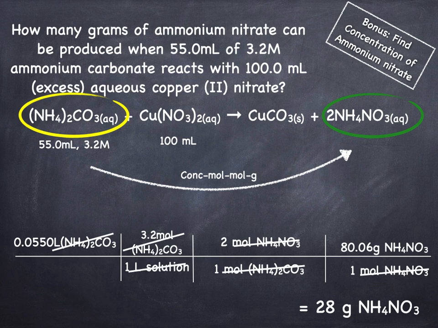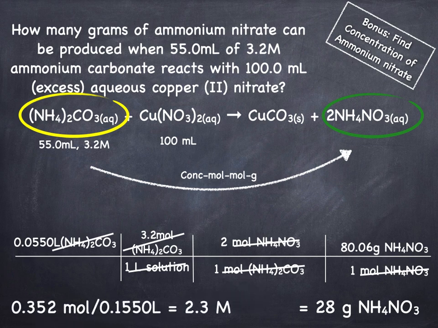And then the volume of the final solution, well, we mixed 55 milliliters with 100 milliliters. While those volumes won't always be exactly additive, they're going to be pretty darn close, particularly for low concentration solutions, and as long as there's not a tremendous amount of heat absorbed or given off by the reaction. So we add those together, we'd get 0.1550 liters of solution. Your number of moles is 0.352.